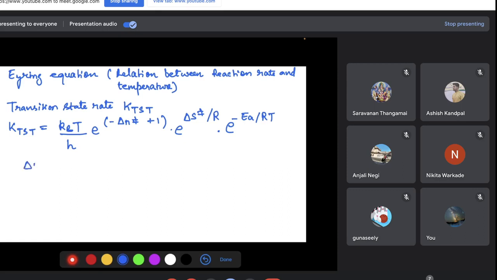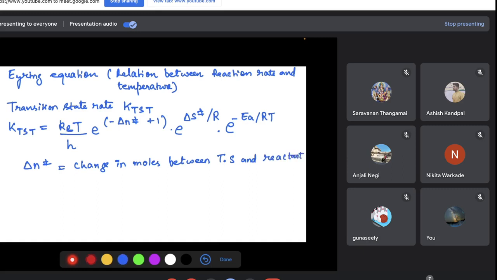So here delta n dagger is the change in molecularity in the given reaction. Here delta n, we can also write it as the change in moles between the transition state and reactant.